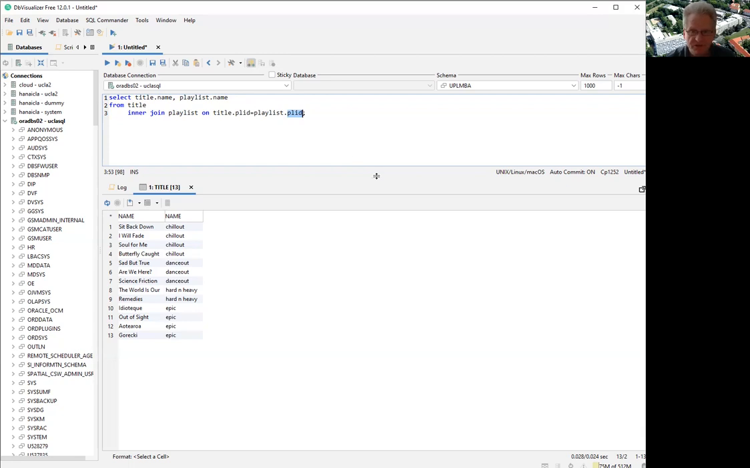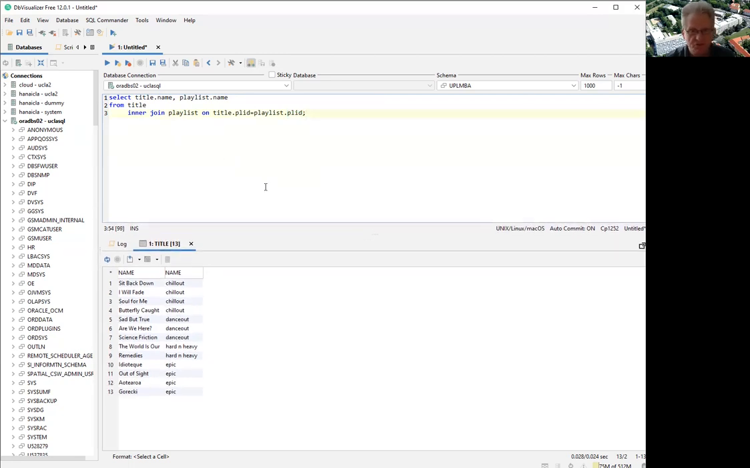And actually, we could do some abbreviations here that deliver the same result. So it's the same query. I'm going to rewrite it to shorten it a little bit. First of all, the keyword inner is optional. So if you just say join, it's equivalent to inner join. So if I execute it, it still works.